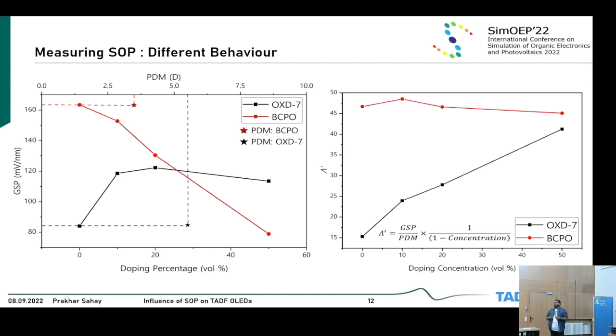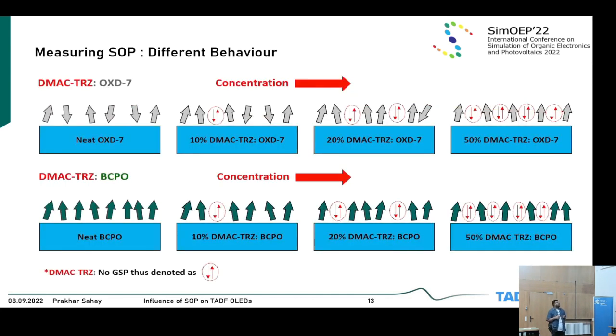To explain it further with something more visual, here I have this diagram. First, let's look at BCPO. These arrows indicate the permanent dipole moment for this material. Here we have neat BCPO, and since DMAC-TRZ is nonpolar in nature, I denote it as this arrow. In the case of increasing doping percentage in BCPO, we see a steady dilution of the permanent dipole moment of this material, and thus the GSP goes down consistently.